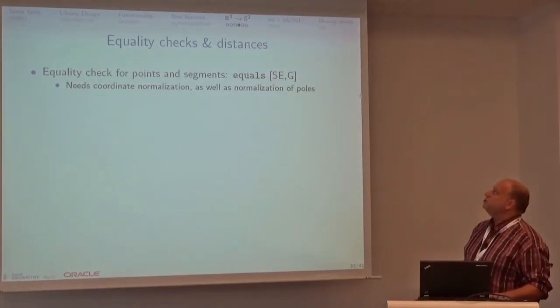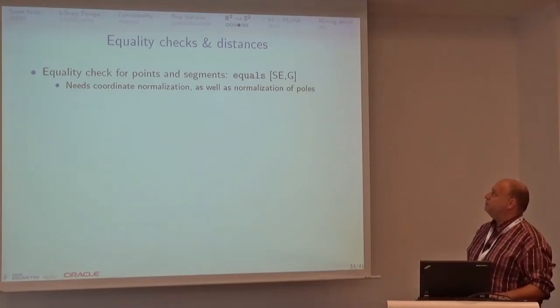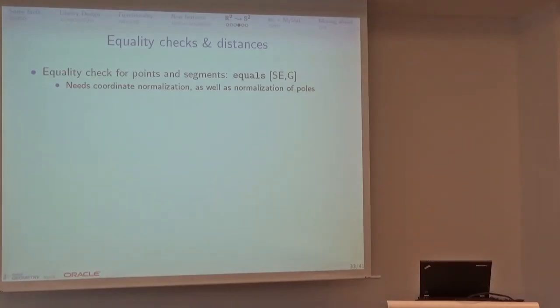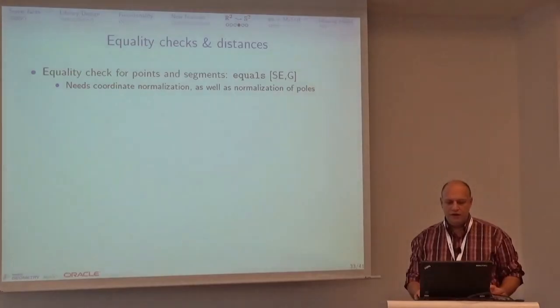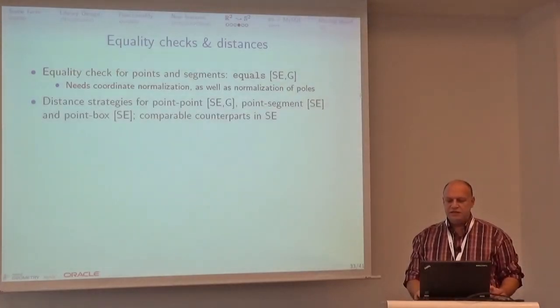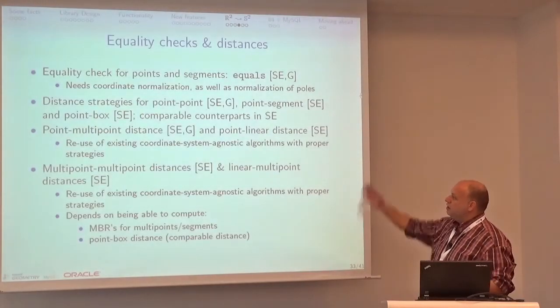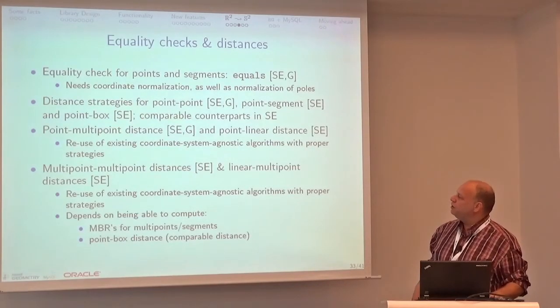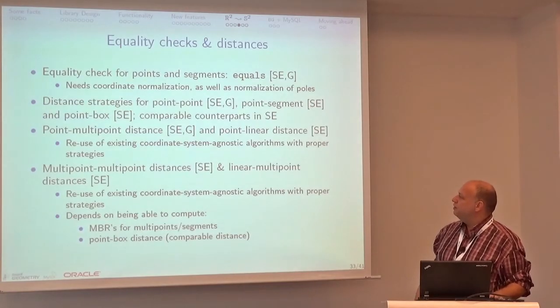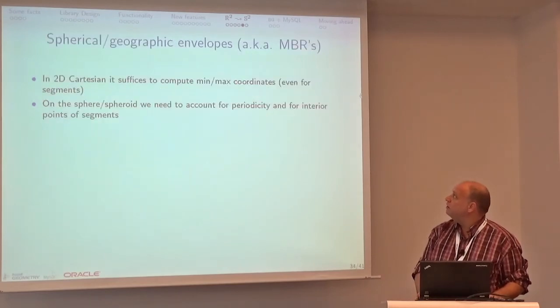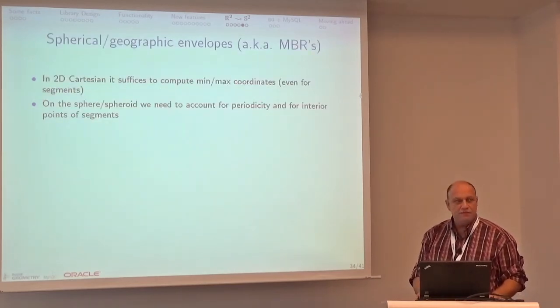Other things that we've done so far on the sphere and in geography is that we're able to check the equality of 2 points, and this needs normalization. What else? We have distance strategies for points and segments. Well, I've talked about distances. The point here is that we still reuse our coordinate system agnostic algorithms. And let me talk a little bit about boxes.